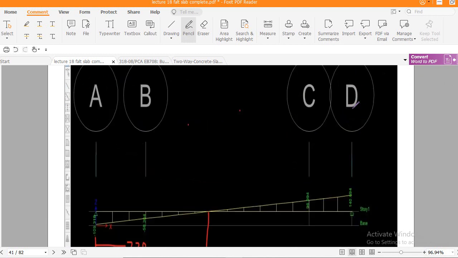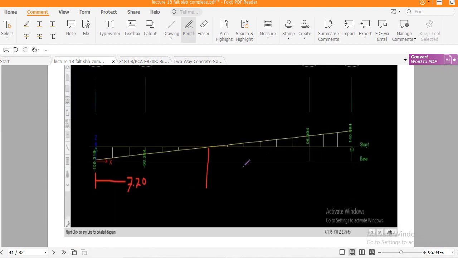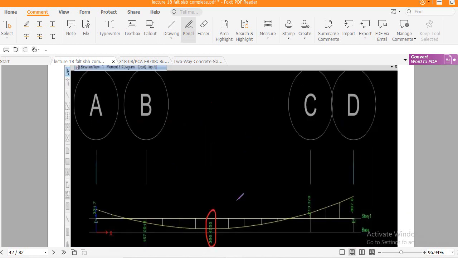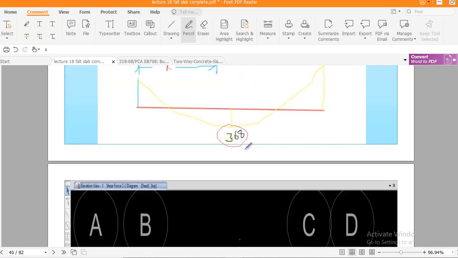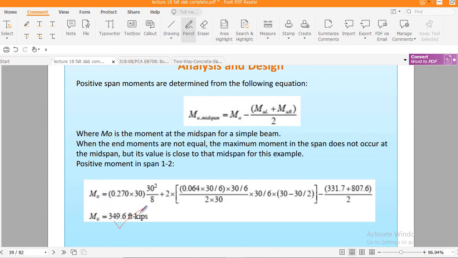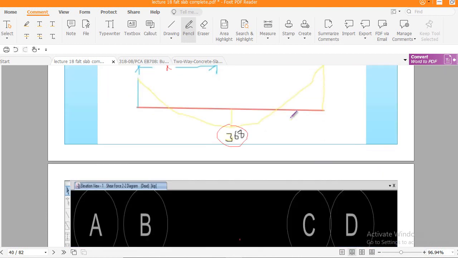This is 140. I also got the same value, 140.69. This is the loading, and this is the distance, 7.20 from the left support. And the maximum moment from the tab is 366. So our maximum positive moment is 366, but from that formula they got 349.6. This is the slab loading, these are the drop panels, and again they add the left and right moments. This whole gives you the static moment, M0, and these two values are due to the left and right moments.